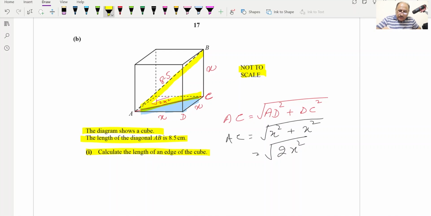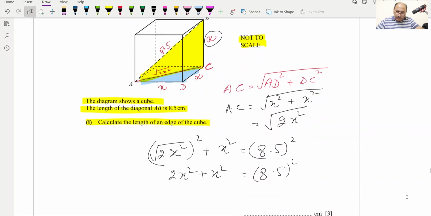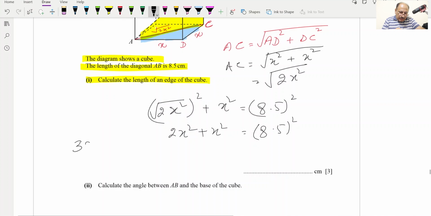In this triangle, we can consider, basically we'll apply Pythagoras theorem again. So (2x) squared plus x squared, this side squared, will be equal to 8.5 squared. Now this is 2x squared plus x squared is equal to 8.5 squared, and we can write this one as 3x squared is equal to 8.5 squared.